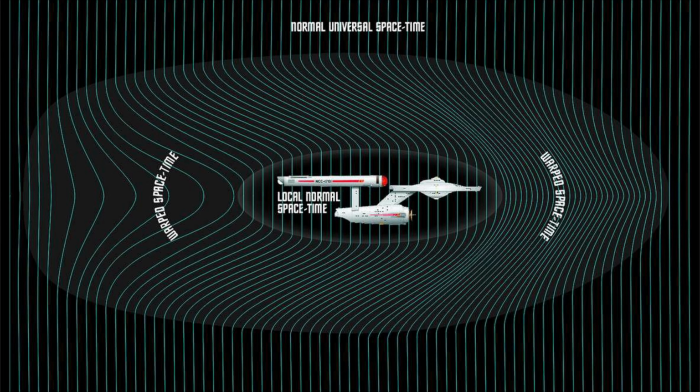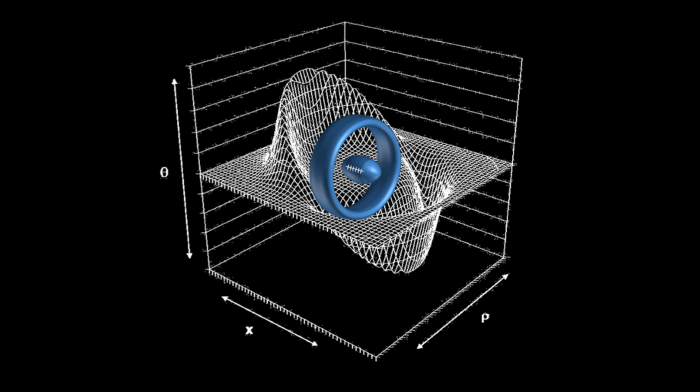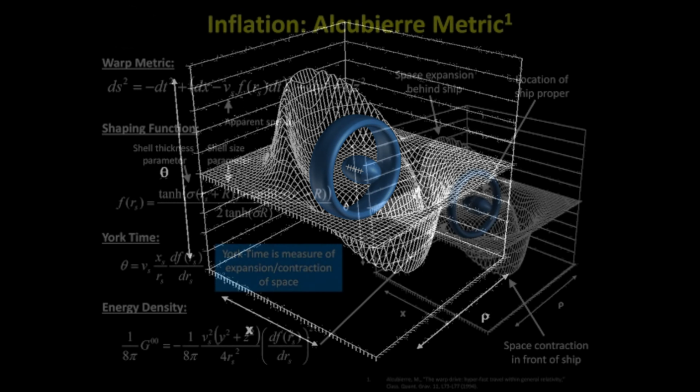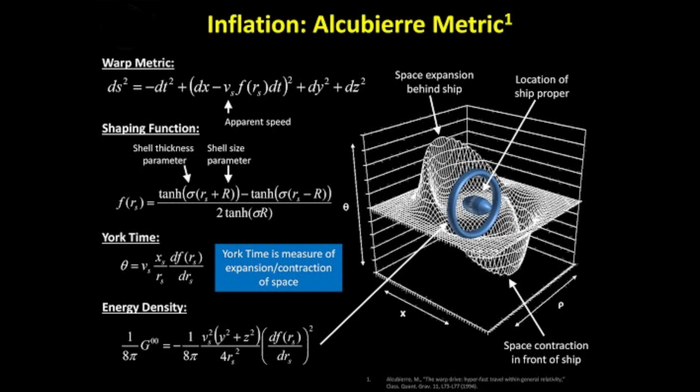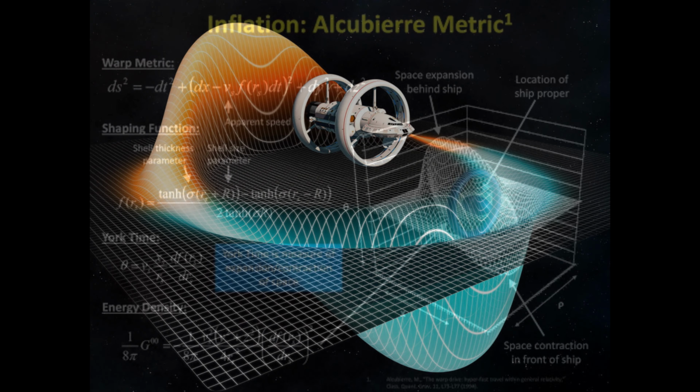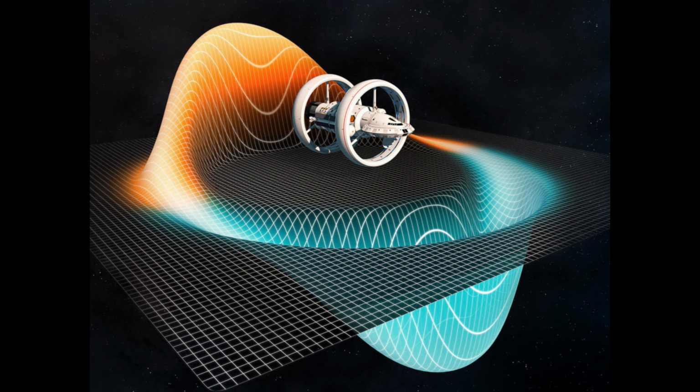The spaceship itself then sits in a flat region of space between the expanding and contracting spacetimes. But the ship itself is not moving in space, it is the space itself that is changing shape, and that is what we call a warp drive.